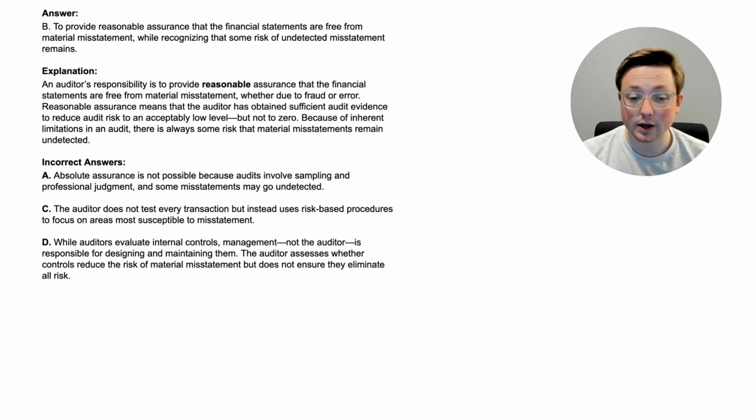And then option D was incorrect because while auditors evaluate internal controls, management, not the auditor, is responsible for designing and maintaining them. The auditor assesses whether controls reduce the risk of material misstatement, but does not ensure they eliminate all risk. Now, we learned a little bit about the auditor's responsibility when it comes to risk of material misstatement. Now let's go to the next question.